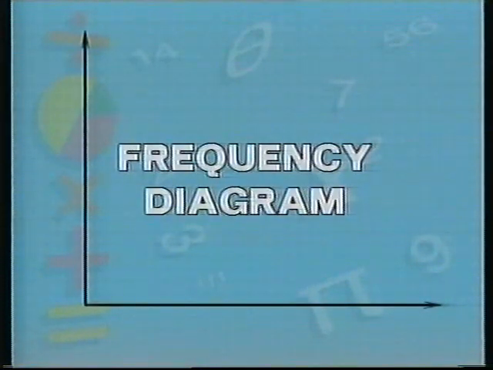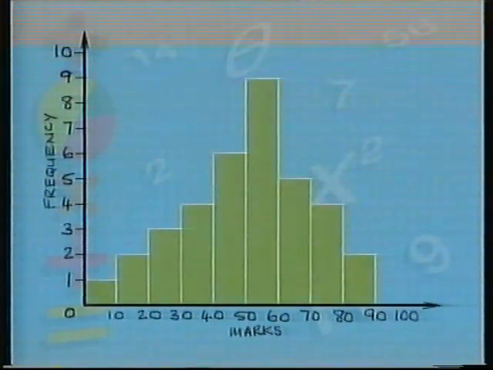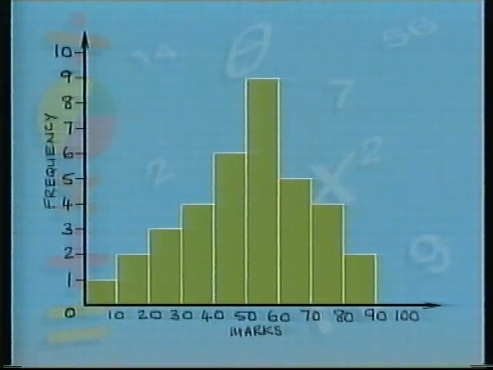You can show this table in graph form by drawing a frequency diagram. Draw 2 axes, label the vertical axis frequency, and choose a scale so that the highest frequency is as near the top of the paper as possible. Label the horizontal axis marks and put on the class intervals. Now you can put in the data. You should end up with a frequency diagram which looks something like this.